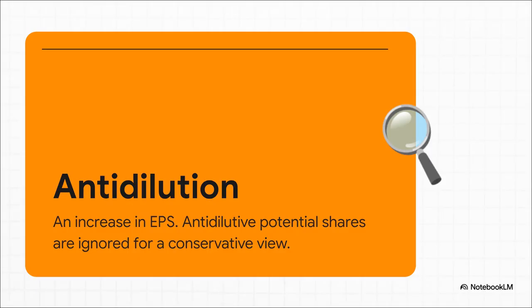We only account for these potential shares if they are dilutive, if they make the EPS number go down. If, for some weird reason, converting them would actually make EPS go up, that's called anti-dilution, and IAS 33 tells us to just ignore them. The whole point here is to show investors the maximum potential downside, not some fantasy upside.